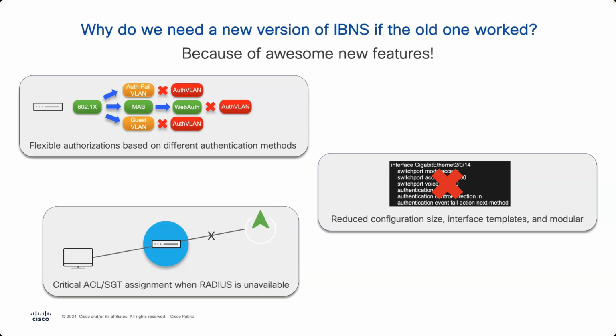Whereas with IBNS 2, we can assign a critical ACL, we can assign a critical VLAN and an SGT so that devices that we want to make sure can get on no matter what, and at least connect to local resources, can still get on. And we'll cover that later as well.